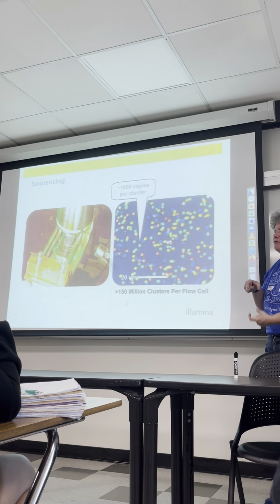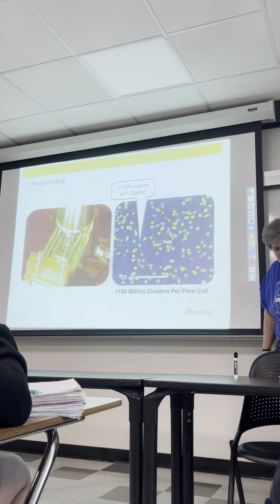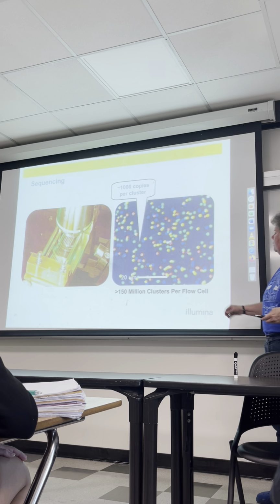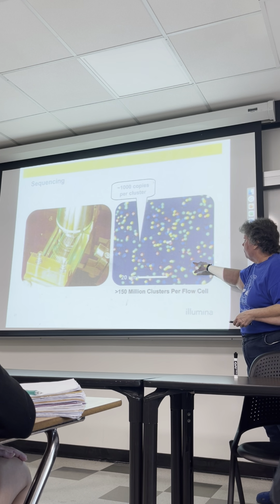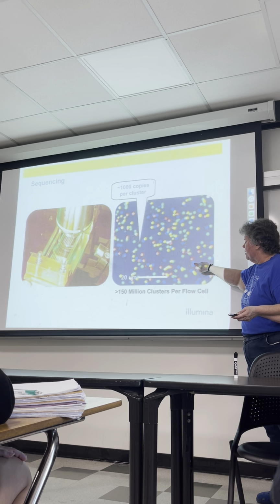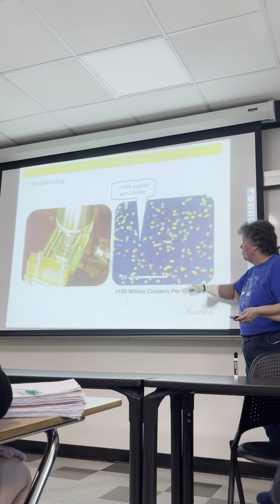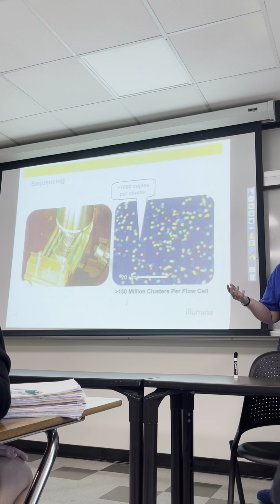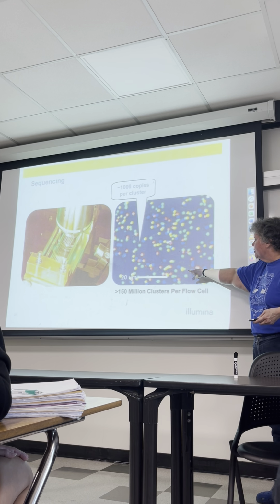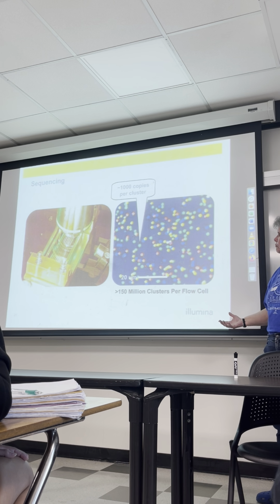So with 150 million different clusters, some of them are going to overlap. You know, like maybe this one's overlapping with this one, and great, it happens to be the same sequence, but yellow here is overlapping with green. Maybe that's going to confuse the computer a little bit. So the computer says, no, this is too close. We're going to rule that one out.